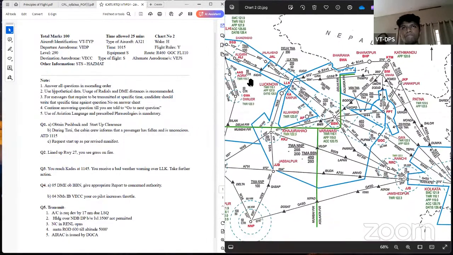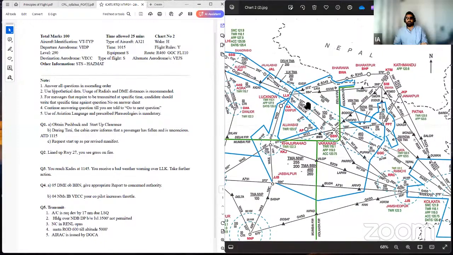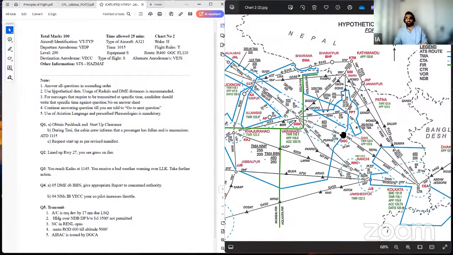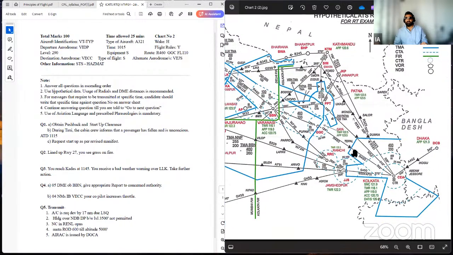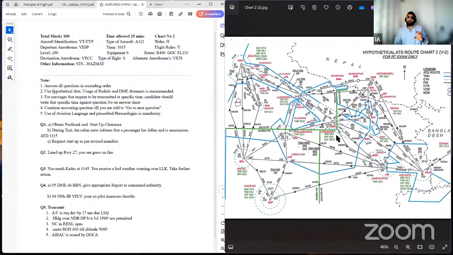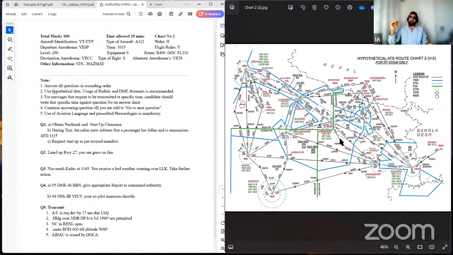Yes, sir. Romeo 460, Lucknow, Romeo 460, Varanasi, Gaya, Romeo 460, Kolkata. Now you know IFR would be higher flight level, VFR would be lower flight level, correct? Because of visibility, we cannot see. VFR flight levels are not more than a certain limit. 150, 150, 160 will be max.